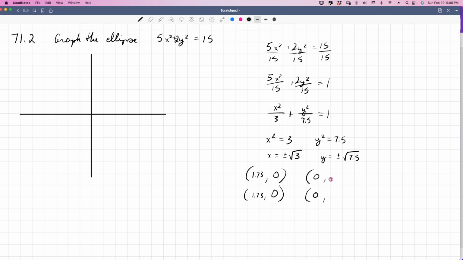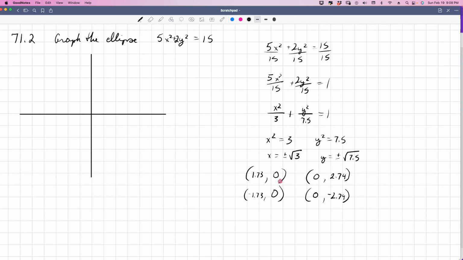So it'll be a positive. I don't know why I put the plus sign, I never put the plus sign for positive, and then all of a sudden I decided to do it. 2.74 here and a negative 2.74 here. And those are your points to graph for y. So again, it's the same process that we did for 71.1. We just had to rearrange it a little bit and solve to get there.